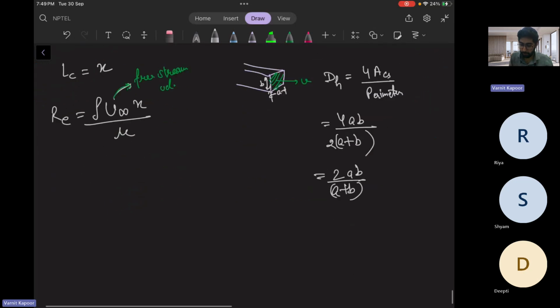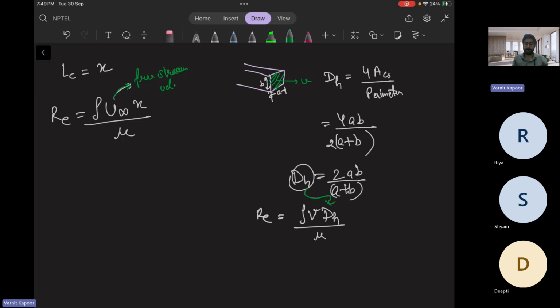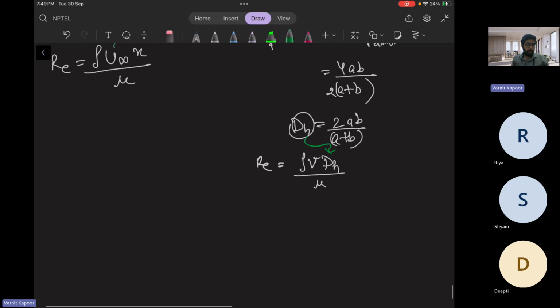In a duct, the Reynolds number will be rho v dh by mu, and your dh will be coming from here. Okay, so again, if Reynolds number is less than 2300, laminar, greater than 2300, it is turbulent. Okay, any doubt?